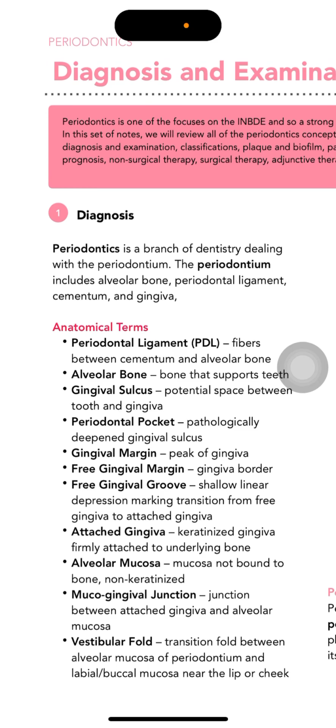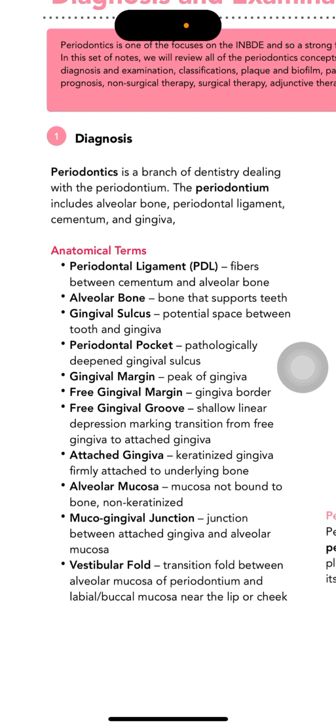Anatomical terms. Periodontal ligament (PDL) fibers lie between cementum and alveolar bone. Alveolar bone supports teeth. The gingival sulcus is the potential space between tooth and gingiva. A periodontal pocket is a pathologically deepened gingival sulcus. The gingival margin is the peak of the gingiva. The free gingival margin is the gingival border.